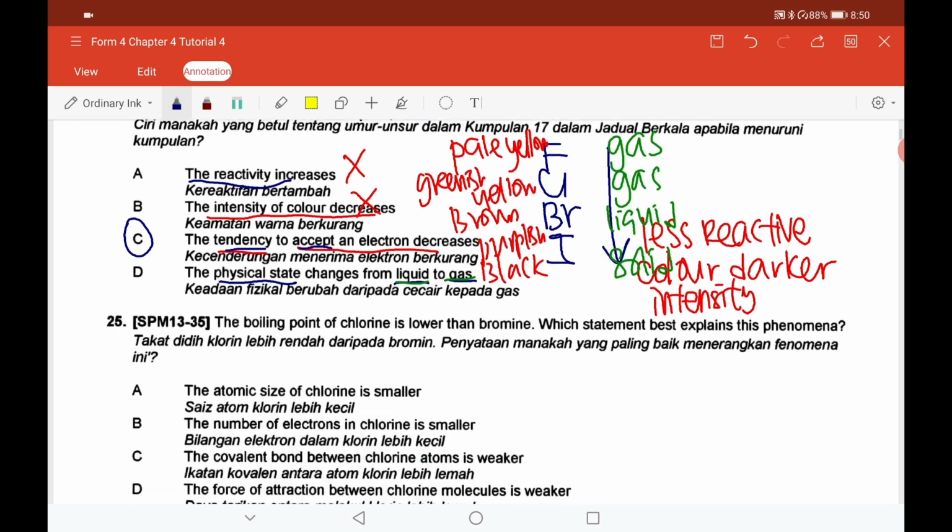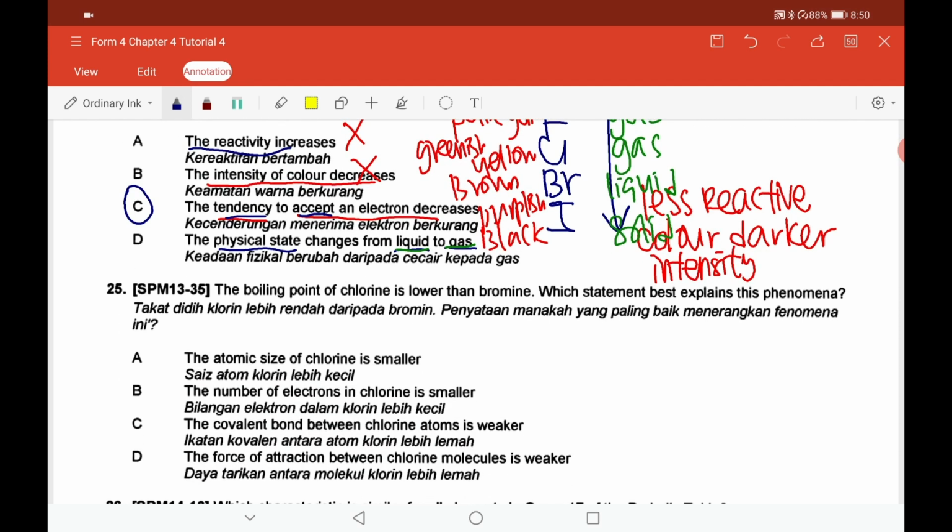Okay, so next one. Alright, so this is SPM 2013. The question says that the boiling point of chlorine is lower than bromine. Okay, which statement best explains this phenomenon?